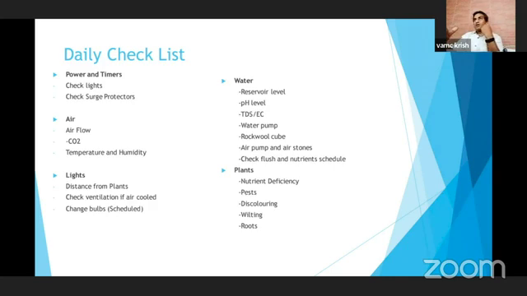Roots must be provided with some oxygen. Suppose in DWC we use air stones. Air stones give bubbling for supplying oxygen. Like that we need to check everything daily, mainly for hydroponics.